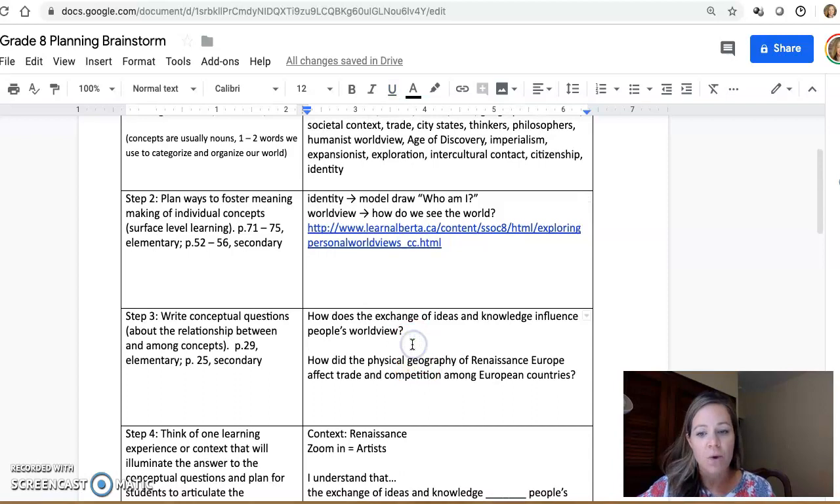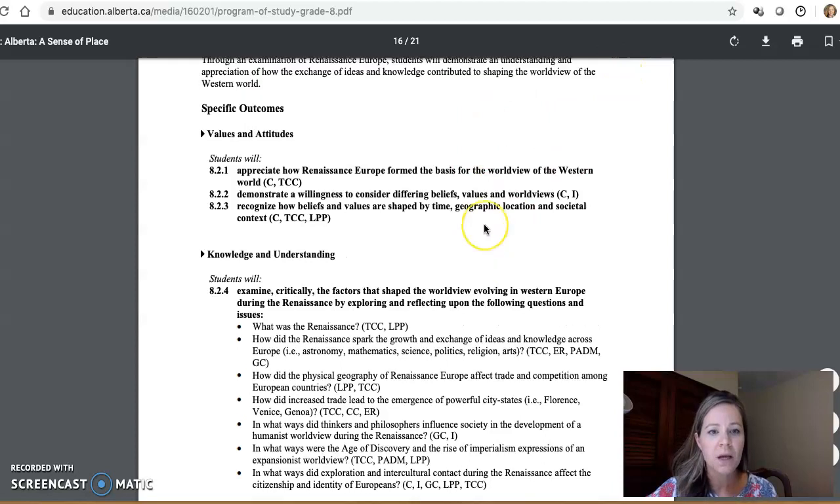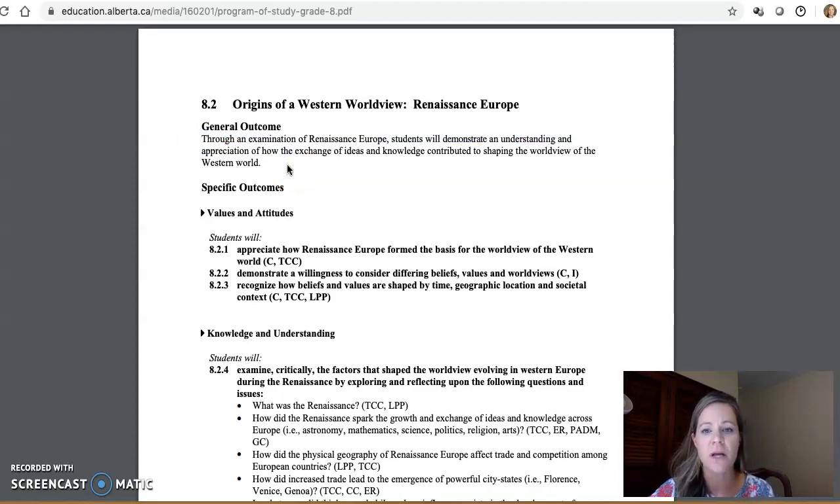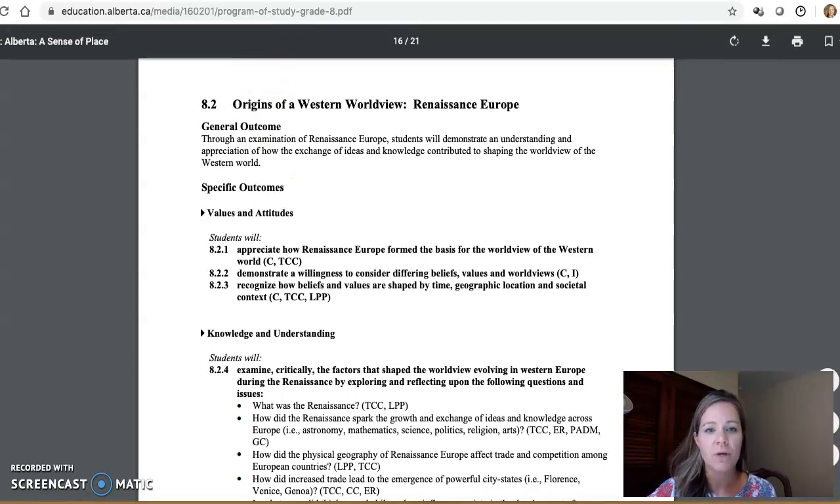The next step that I want to think about when I'm planning is, are those conceptual questions about the relationship between and among concepts? And so if I look back at my specific outcomes, I look at the big general one. Through an examination of Renaissance Europe, students will demonstrate an understanding and appreciation of how the exchange of ideas and knowledge contributed to shaping the worldview of the Western world.